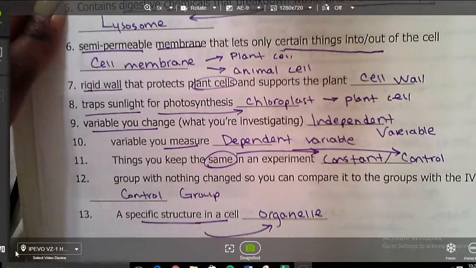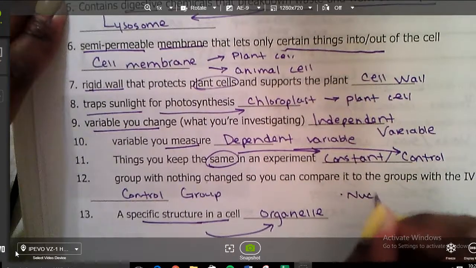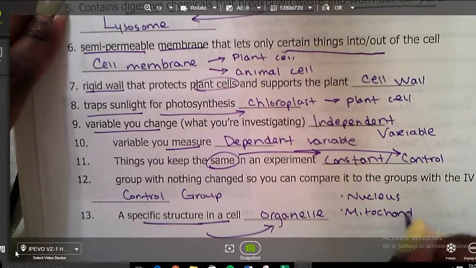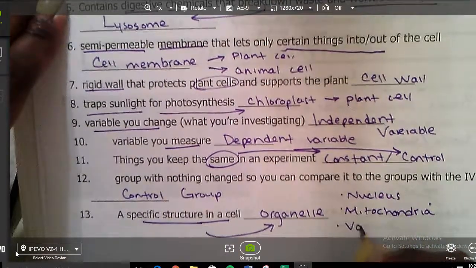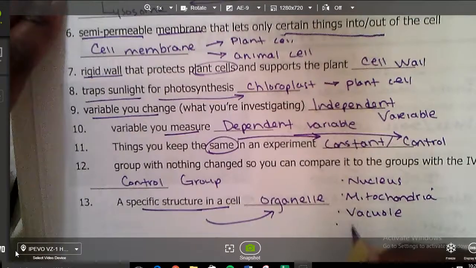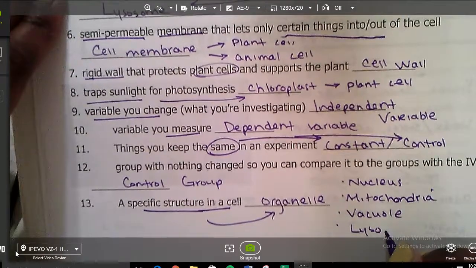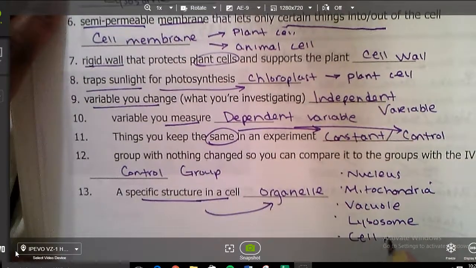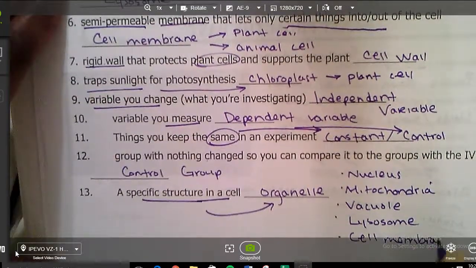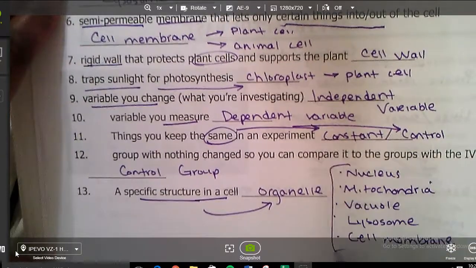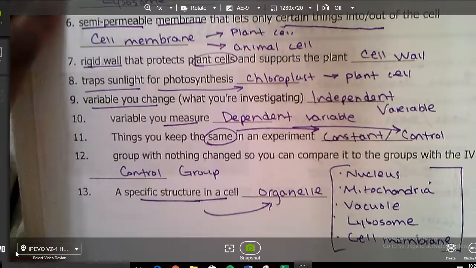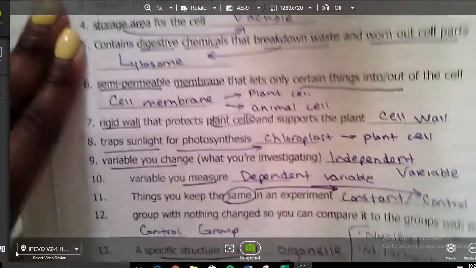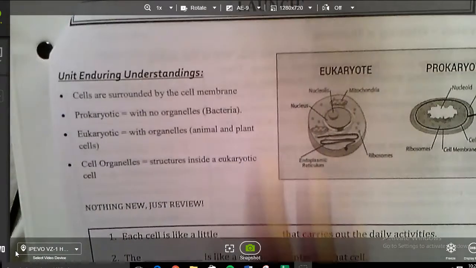So when we're talking about organelles, we know several already: the nucleus, mitochondria. Yep, you're going to write these down. I know you were thinking, does she want me to write this? I do. Vacuole, lysosome. I forgot how to spell it, my bad. Cell membrane. And these are just the major ones that we're going to most likely encounter on our exam. All right, let's go ahead and turn the page and figure out what we're talking about today.